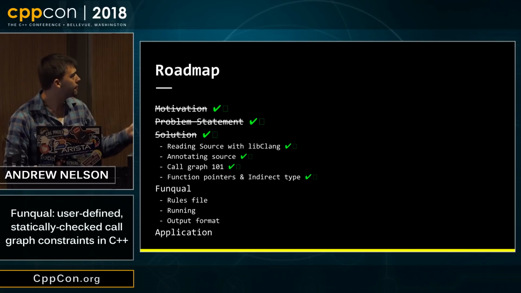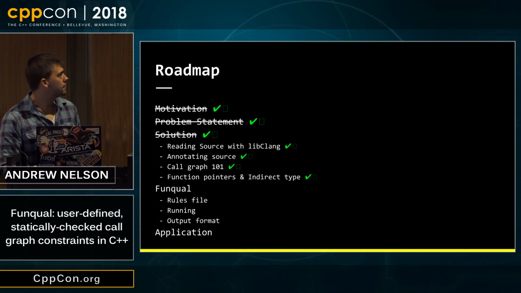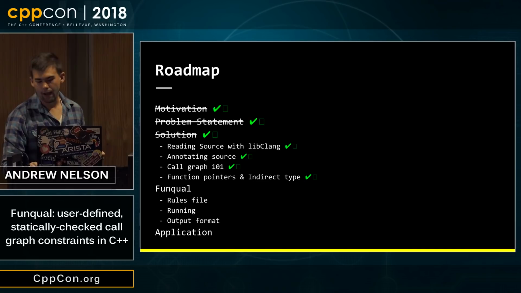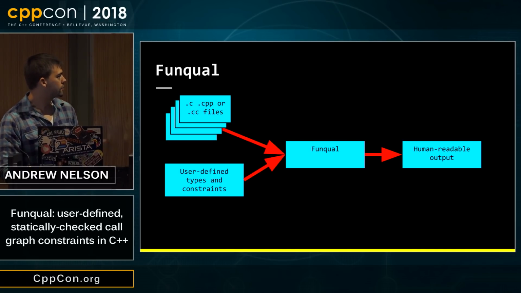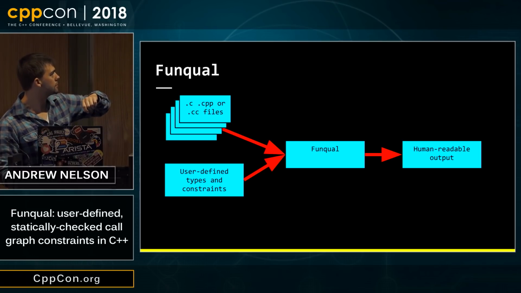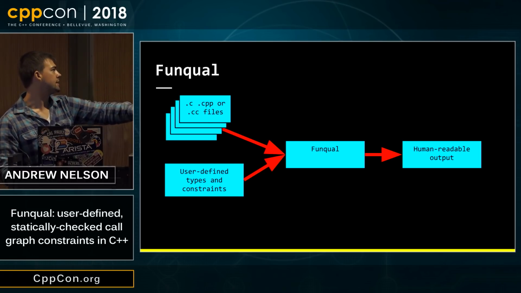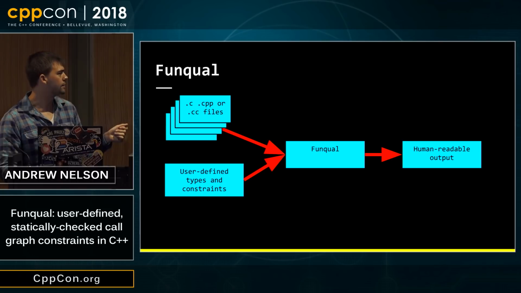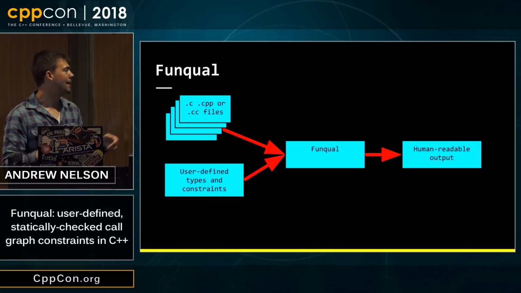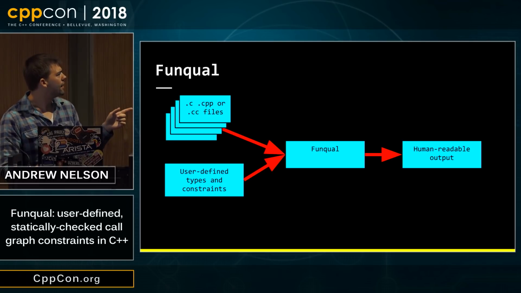We've talked about an example of the problem, a general problem space, talked about the tools that it takes to make a solution. Now let's talk about the actual Funqual tool, how it runs, how it works, and then we'll get to an application. So Funqual is a tool that takes in all your C and C++ source files, and it also takes in the special rules file. This rules file describes what constraints you want to enforce and any extra tags you want to add. It combines those, mixes them together, and gives you some human-readable output that should help you find these illicit calls.